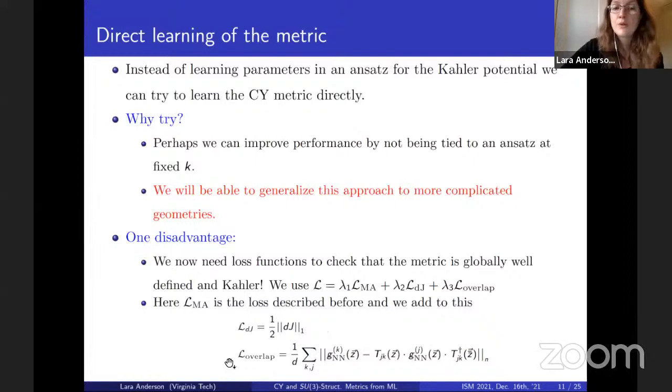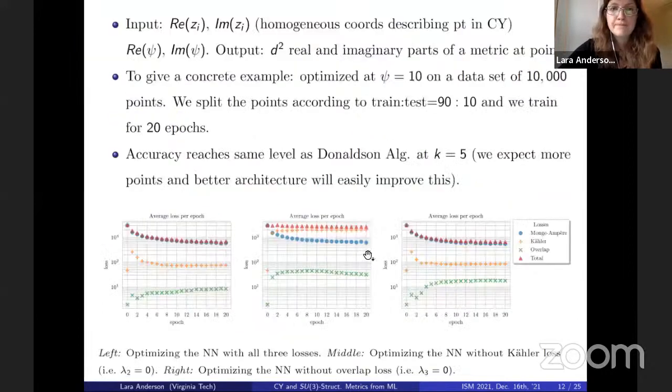So you have what we refer to as an overlap condition, which basically says that your approximation to the metric on each patch is going to glue correctly over all overlaps. You can build a composite loss function then, which includes the Monge-Ampère loss, a Kählerity condition, and an overlap condition. You can ask how you're going to weight these three different things, and we tried different schemes. What we found is that these weights do not actually matter that much.